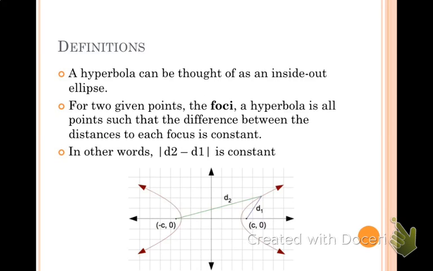A hyperbola is kind of like an inside-out ellipse, where instead of having a constant sum of the distances to the foci, we have a constant difference. In other words, looking at the diagram, d2 minus d1, the absolute value of that, would be constant. That's not terribly important to us, but it does show that the foci are important to the hyperbola, and keeping in mind that each coordinate pair that's on the hyperbola is a solution to the equation.